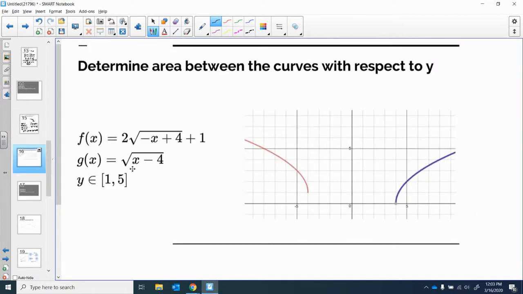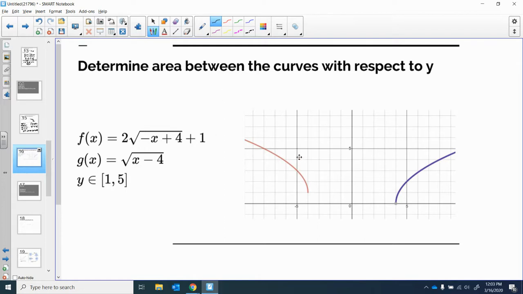I would like to just address this quickly right here on what to do for situations where we've got to find the area between two lines with respect to y. So we just covered this in the previous video. If you're still weak on the area between two lines, I would encourage you to go back and review that.